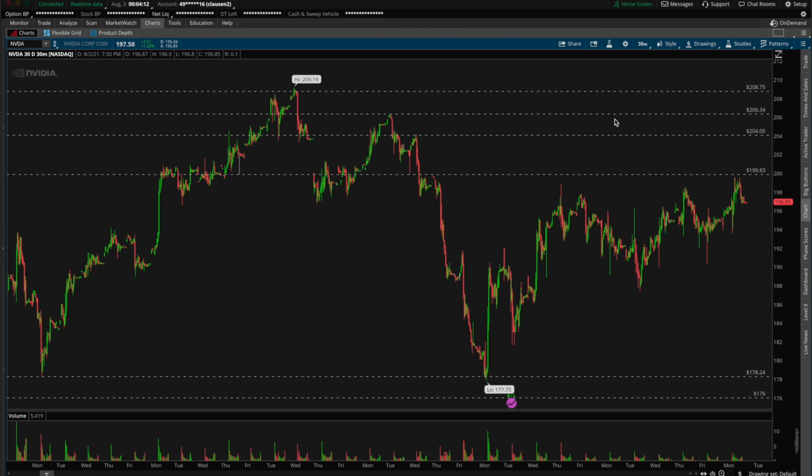But that's basically it for a quick little support and resistance video. I'm going to come in and make another video on how you can combine support and resistance with patterns. Be sure to look out for that.